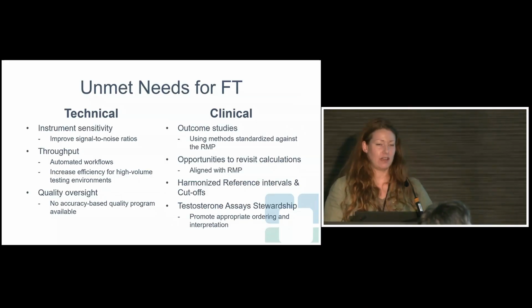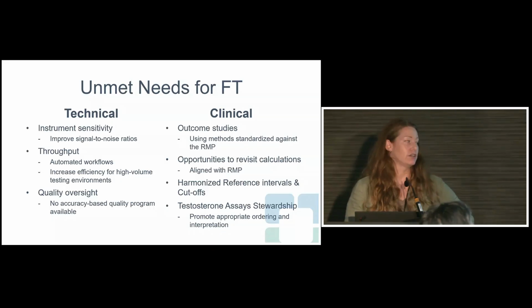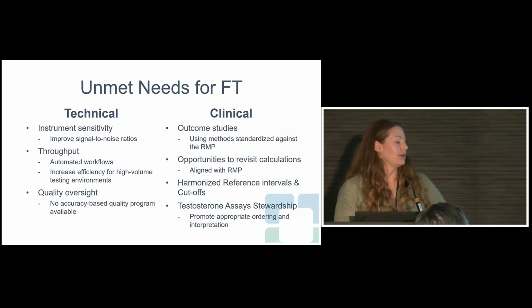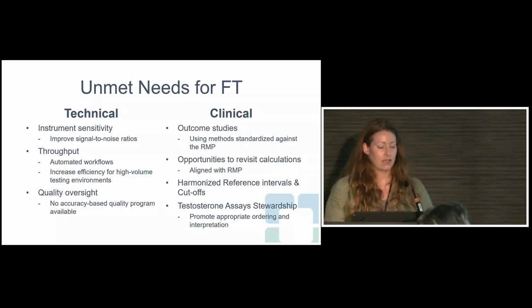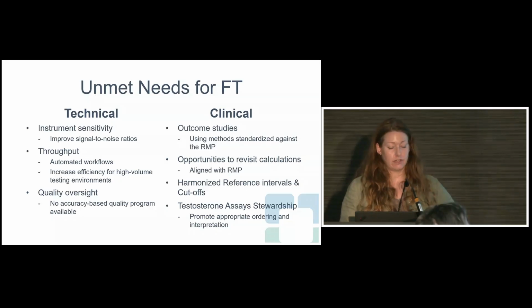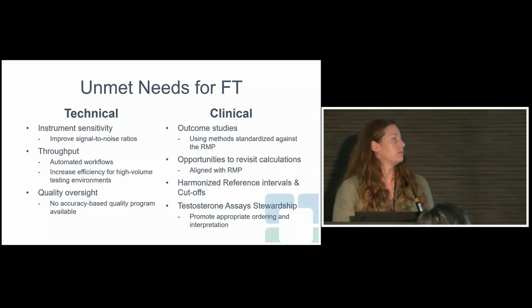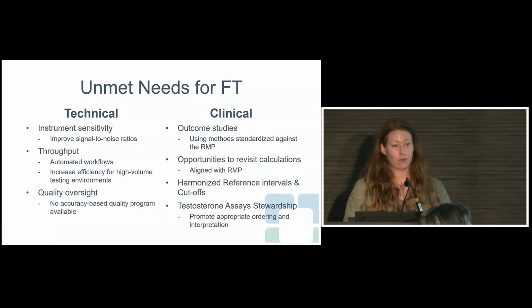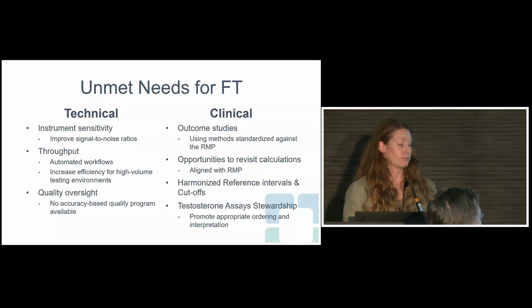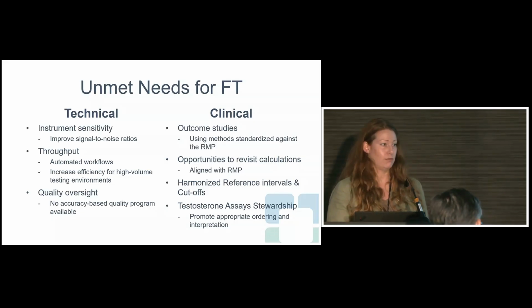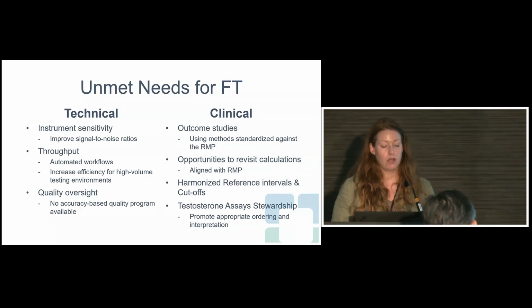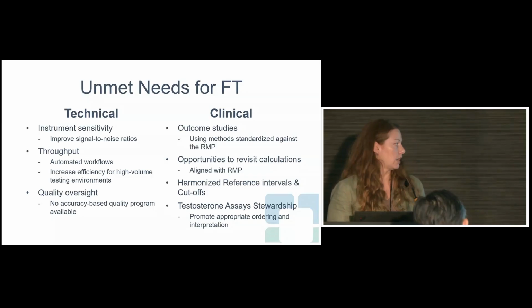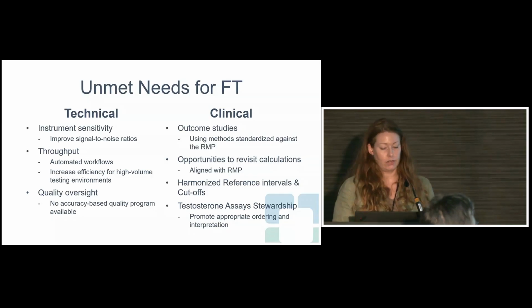So there are several unmet needs for free testo. Technical, we're always looking to improve signal to noise, just throughput in general. As the orders go up, we need to start thinking about automating the workflow, because the second you add samples and you're spilling over to maybe another plate, that's additional tech time, additional chance for contamination. So automating this would really be helpful in that and reduce repeats and quality oversight.